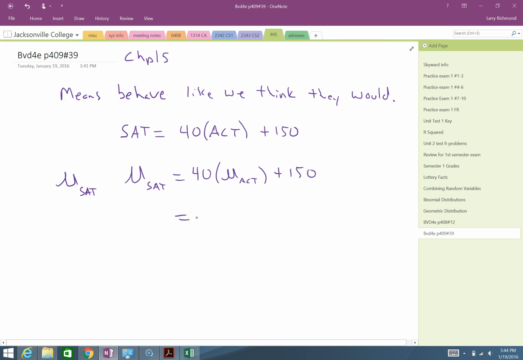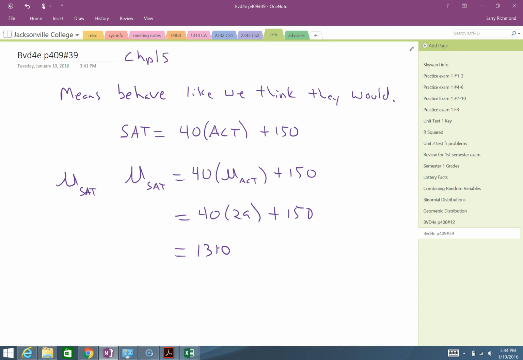And it says our mean ACT is 29. 40 times 29 plus 150 is $1,310. That's our mean SAT score. All right.